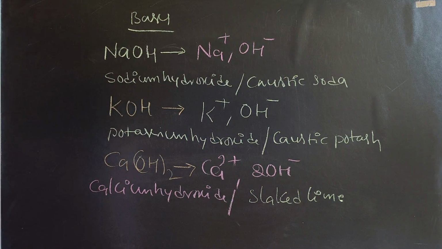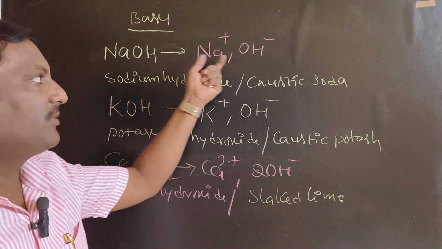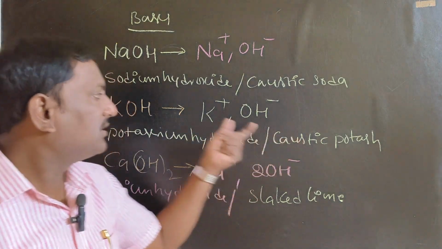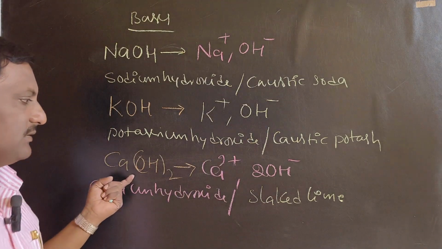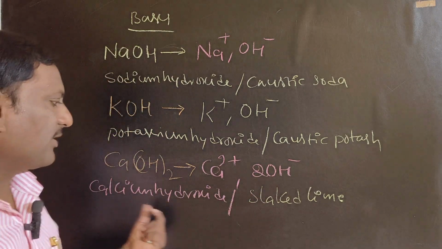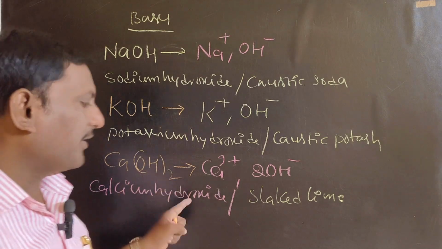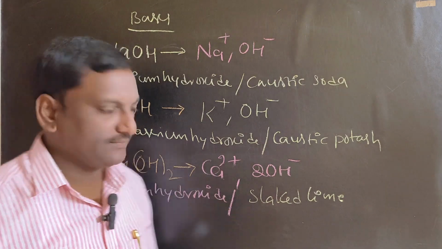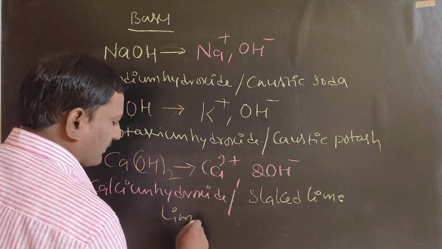Next, sodium hydroxide, caustic soda, splits up into Na plus and OH minus ion. Potassium hydroxide, also called caustic potash, splits up into K plus and OH minus ion. Calcium hydroxide, Ca2 plus along with 2 OH minus ions, is also called slaked lime. And please remember one point here: the aqueous solution of slaked lime is also called lime water. Please make a note of it.